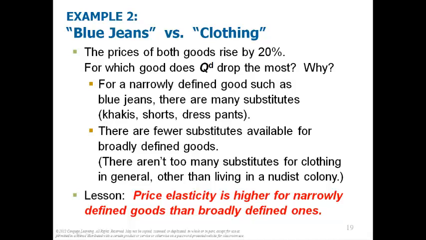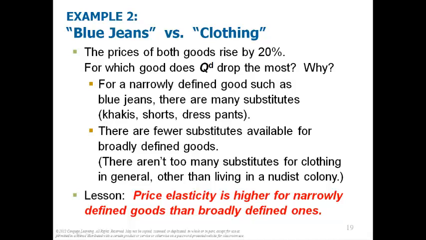Well, here again, remember, the whole key is about availability of substitutes. For a narrowly defined good such as blue jeans, there are many substitutes. So if the price of blue jeans goes up, people switch to buying other kinds of pants like khakis or dress pants, or they can buy shorts instead, they could buy dresses. I mean, there's a lot of other things you can buy that more or less serve the same function as blue jeans. But there's relatively few substitutes for very broadly defined categories of goods.